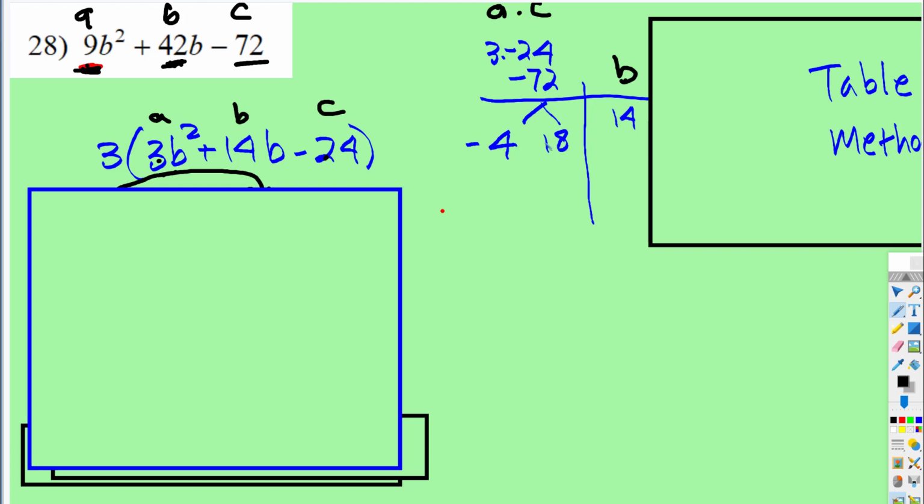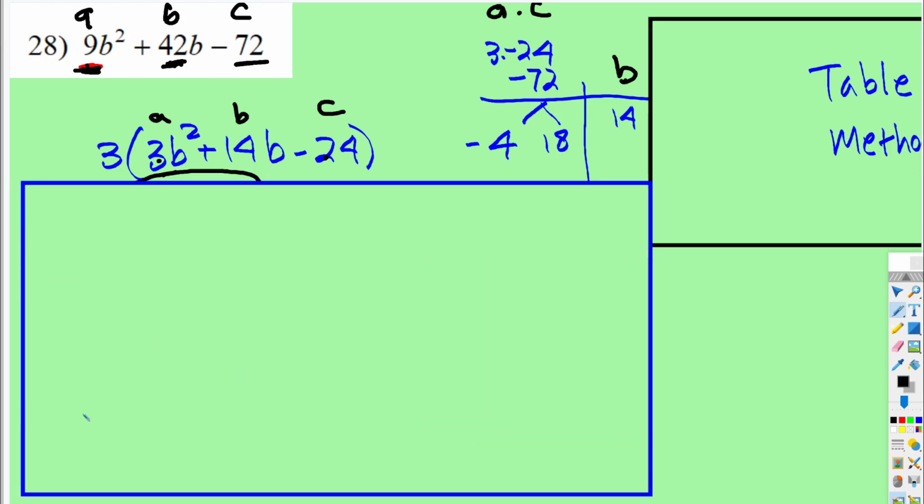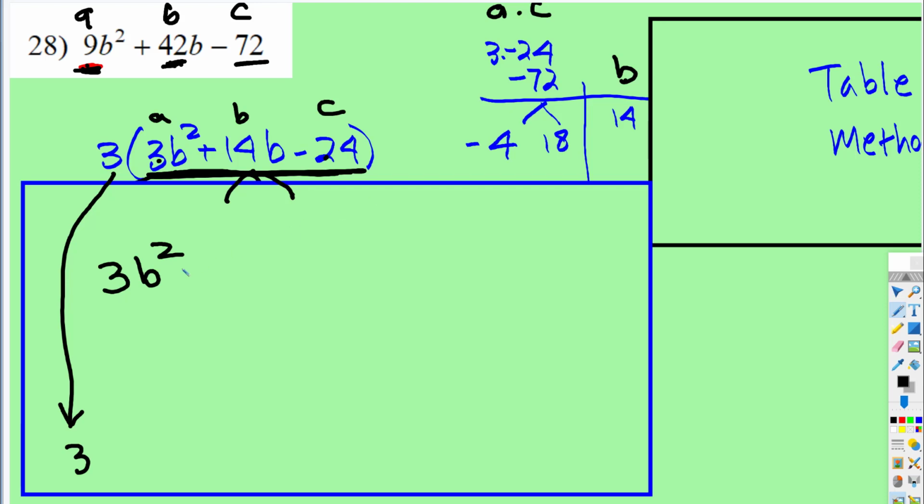But we then have to do the grouping method. So this is what I'm going to do. I'm going to bring that 3 from right here all the way down here. And then I'm going to rewrite this quadratic. And instead of 14b, I'm going to insert the negative 4 and 18. So 3b squared, 18 and 3 have something in common, so I'll put positive 18b there, and then subtract 4b right there, and then subtract 24.